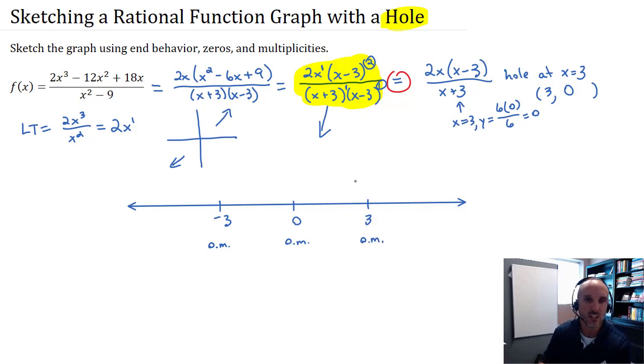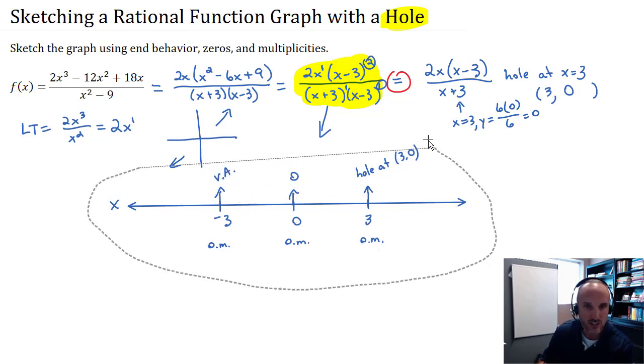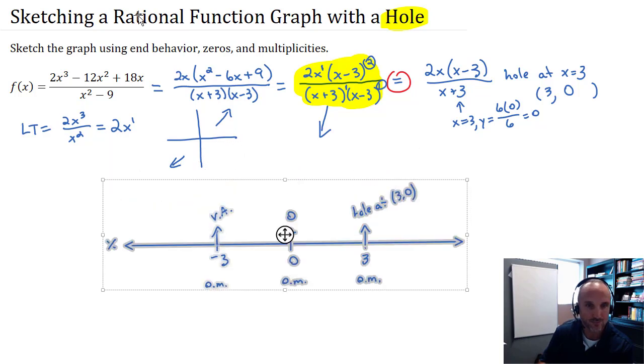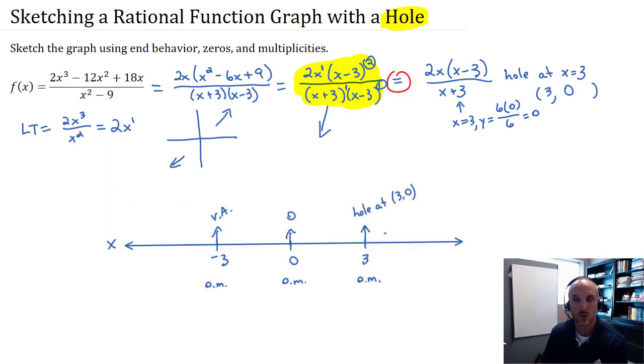Okay? And before I forget, I'm going to take note that at 3, my graph will have a hole at the ordered pair 3, 0, okay, at the x value of 3. If x is 0, my numerator is 0, so the whole fraction outputs 0. And if x is negative 3, my denominator is 0. So there I'm going to get a vertical asymptote at x equals negative 3. Let me create some space here to kind of separate this from everything else. So the only new thing here is the hole from canceling one of the factors.